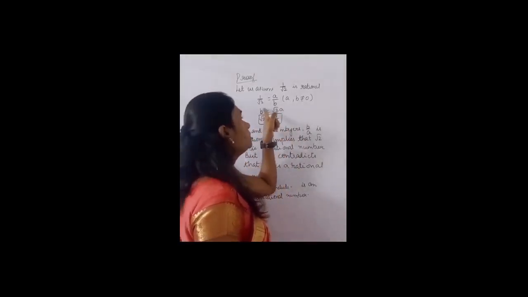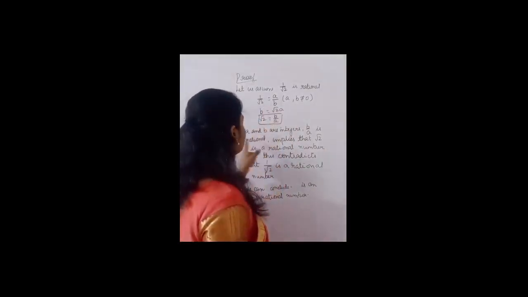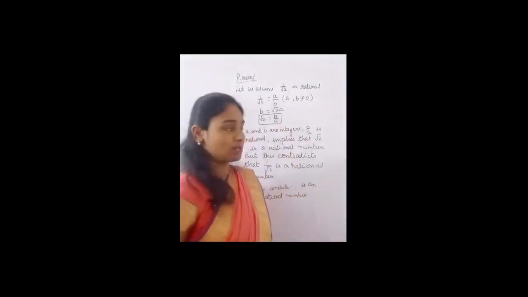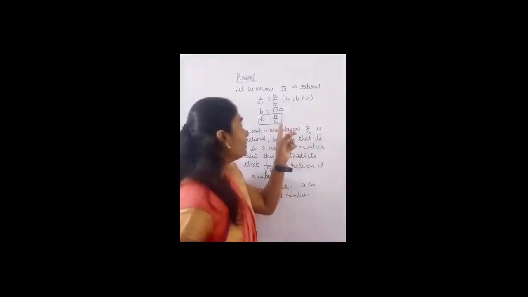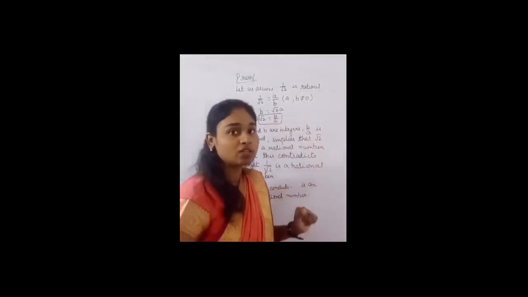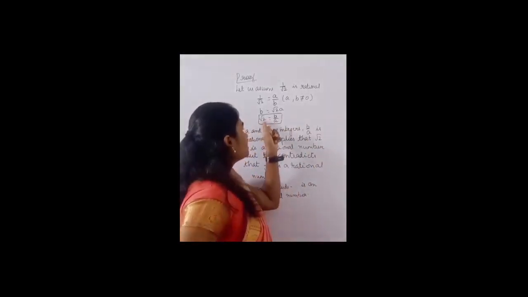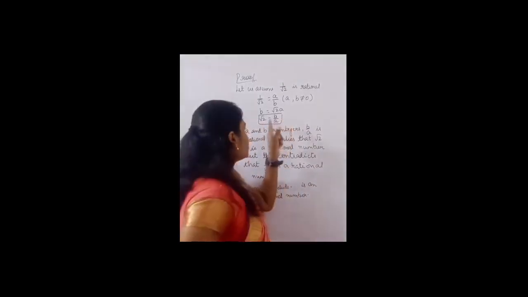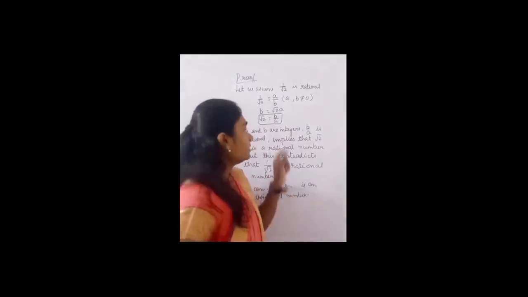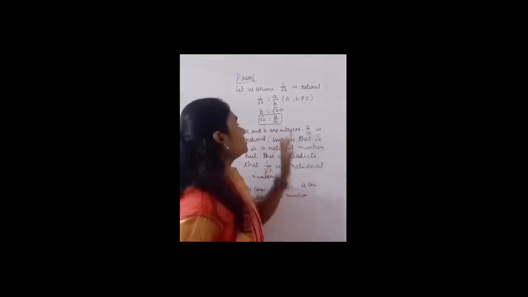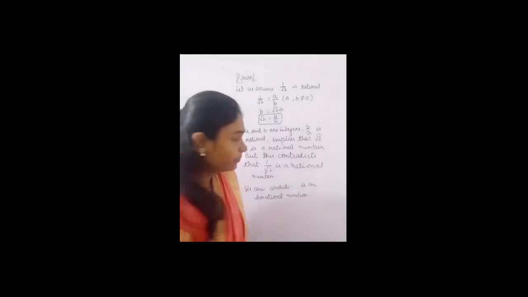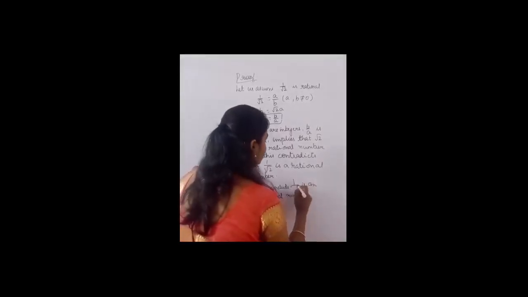I shift this a to the LHS. Now since a and b are integers, this b by a is rational. But it implies that root 2 is also a rational number. But this is irrational, this is rational. So this contradicts that 1 by root 2 is a rational number. Therefore we can conclude that 1 by root 2 is an irrational number.